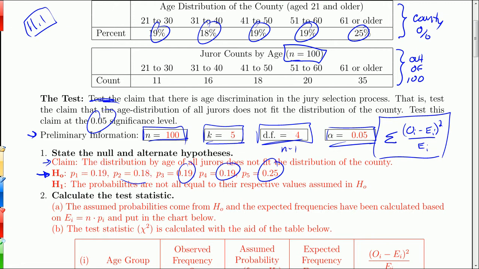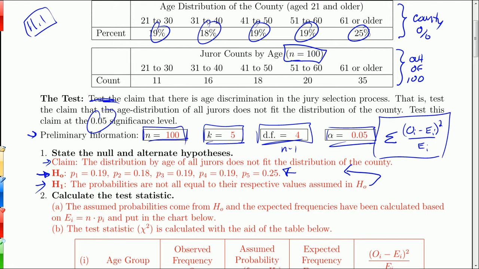And the alternate hypothesis is that the probabilities are not all equal to their respective values. These are considered to be probabilities, or proportions, if you want to think of them as proportions. So the alternate hypothesis is that the probabilities are not all equal to the respective values shown here.